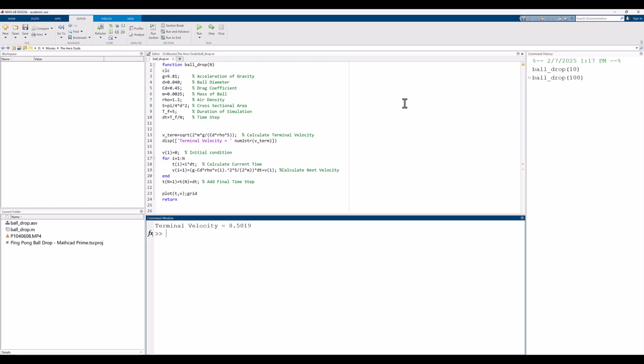So we set everything up, set all our parameters up, calculated terminal velocity, and used a finite difference approximation to show how velocity increases with time, and the final velocity matched terminal velocity. So there we go.